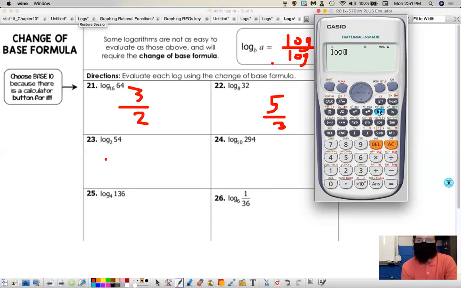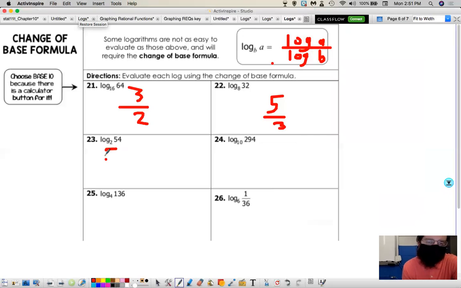Log base 2 of 54. Now, if you get a decimal, I'm going to want you to round it to 4 decimal places. Right here, 8. Let's look at the next number. That's an 8, which makes the number right here go up. So that's 5.7549. When you get to college, you're going to be typing these answers in a computer. If you round wrong, you get the answer wrong. Don't round wrong.